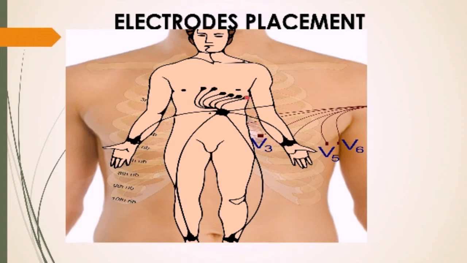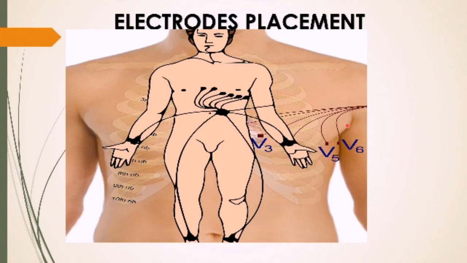Then C6, you place it at the same level as C5 and C4, but at the mid axillary line, just at the middle of the axilla. Here it was the anterior, and this should be the posterior. So that is the position where you place the electrodes. On this big diagram, you can see it clearly.